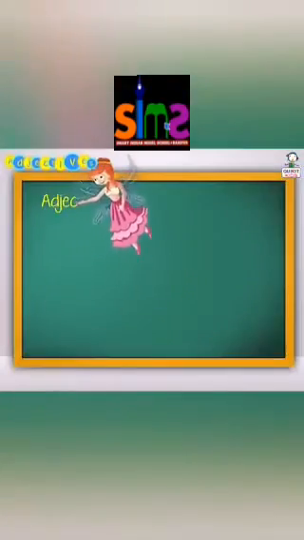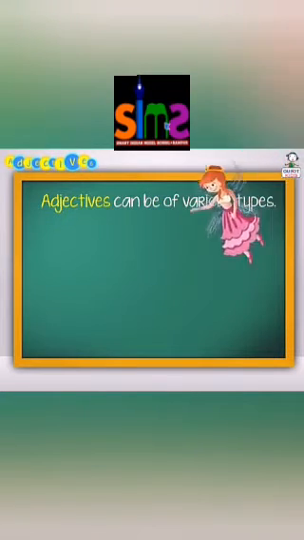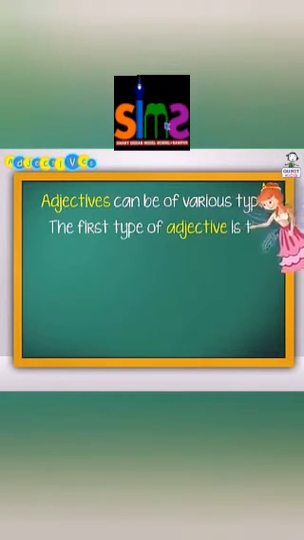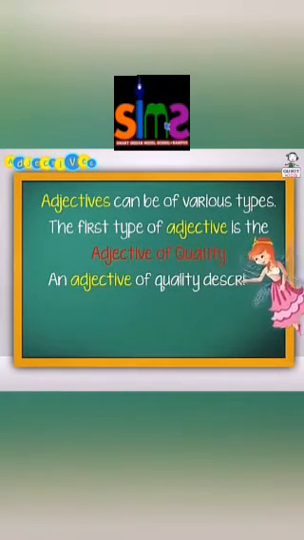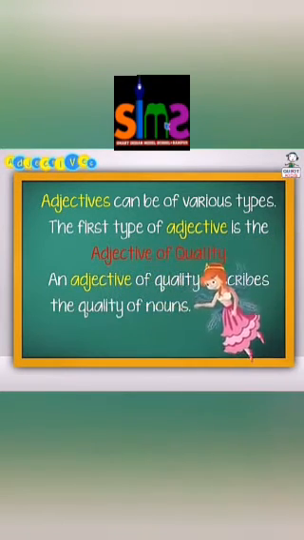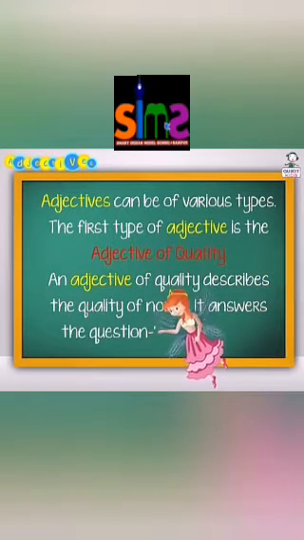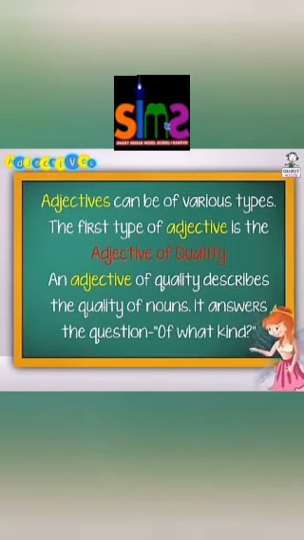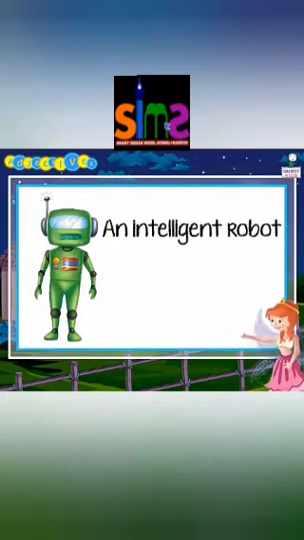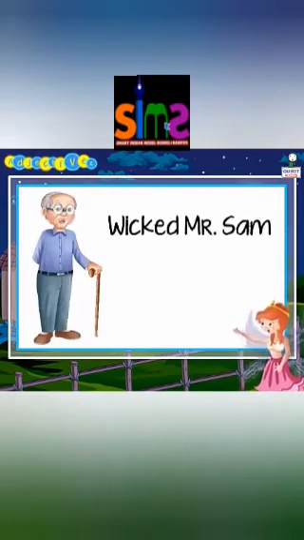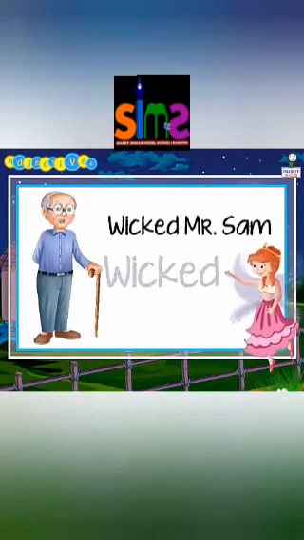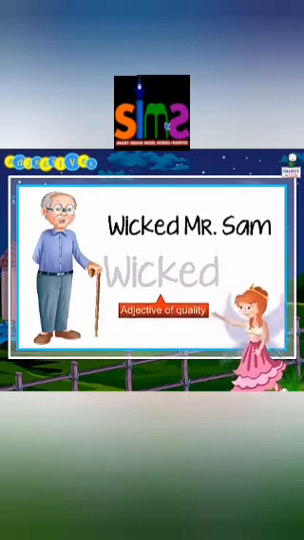Welcome friends! Adjectives can be of various types. The first type of adjectives is the adjective of quality. An adjective of quality describes the quality of nouns. It answers the question of what kind. An intelligent robo. Intelligent is adjective of quality. Wicked Mr. Sam. Wicked is adjective of quality.